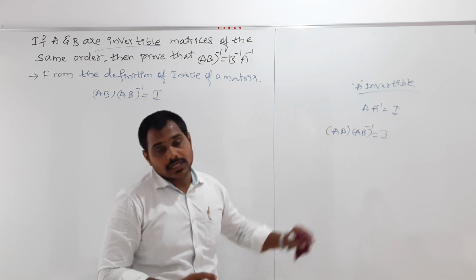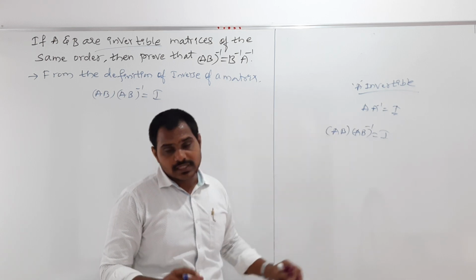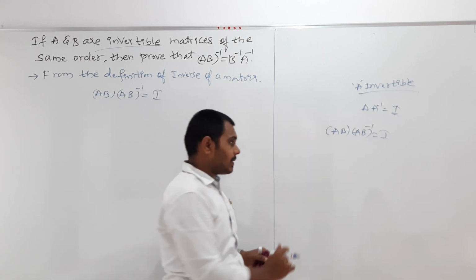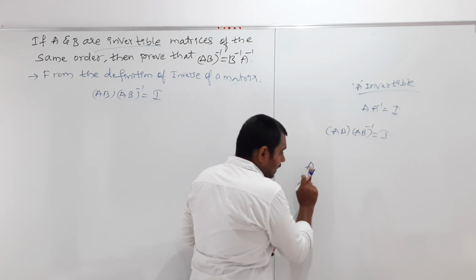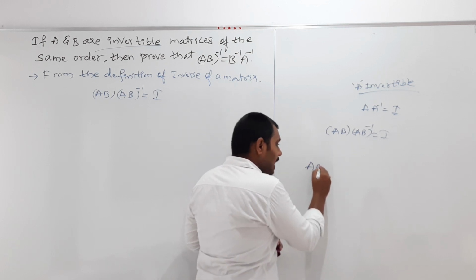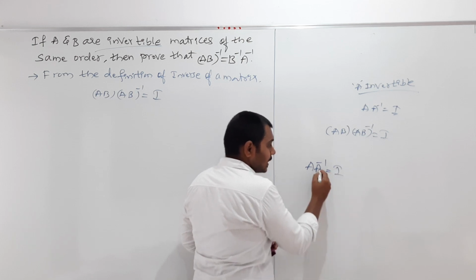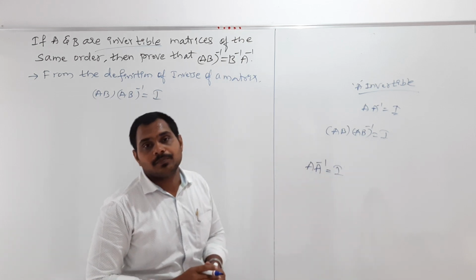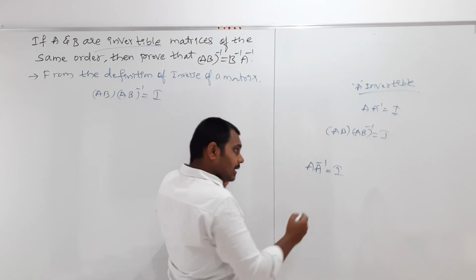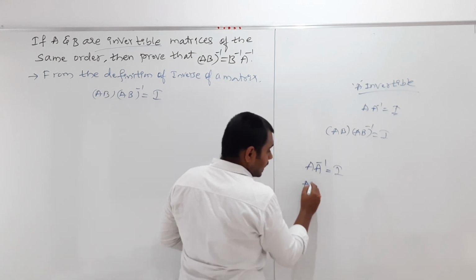So this is the history. If you are getting confused with this, just remember, my dear students: for any matrix A, if you multiply it with A inverse, you will get the identity matrix itself. Clear? Like that, instead of taking A, I will take AB.